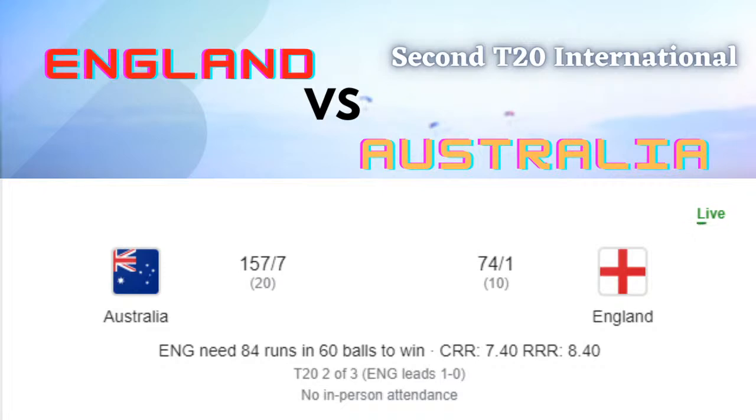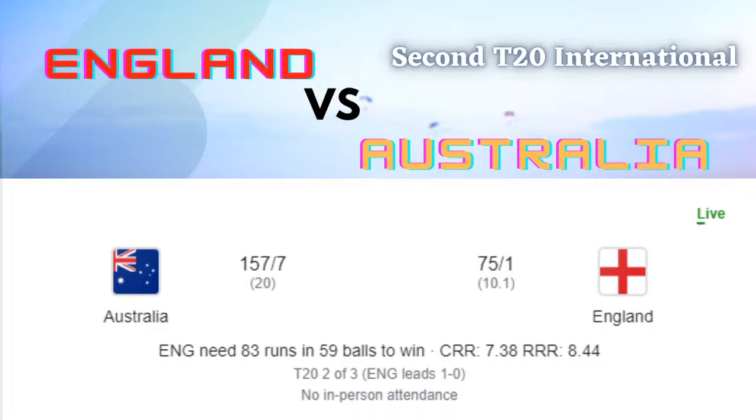Kane Richardson to Butler. First ball, Butler takes a single. Malan is back on strike. He's on 34. He's playing really well. Australia somehow have to pick up a wicket. Otherwise, this chase will be easy for England. 9 wickets in hand. Only 83 runs to get.